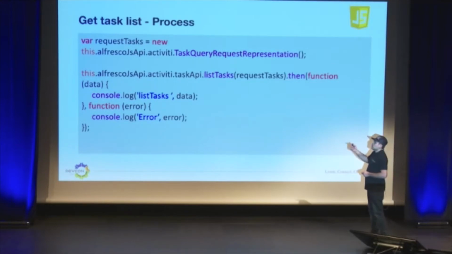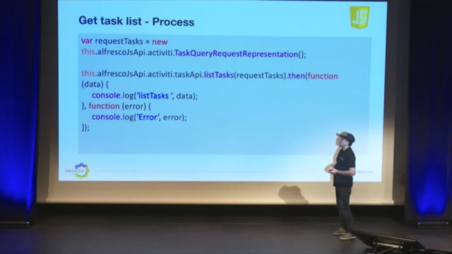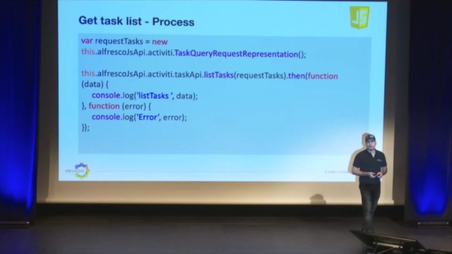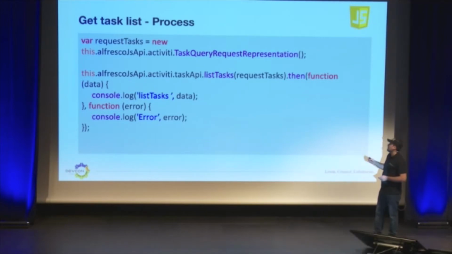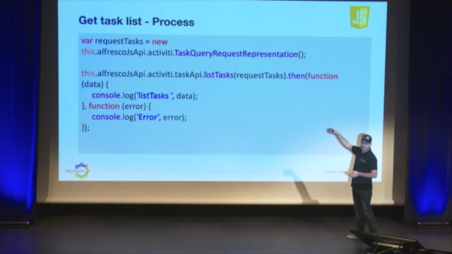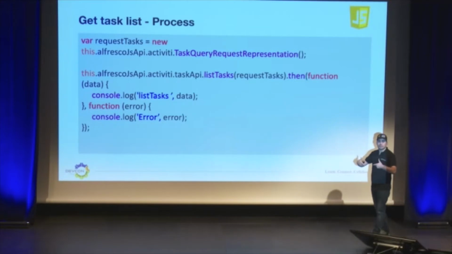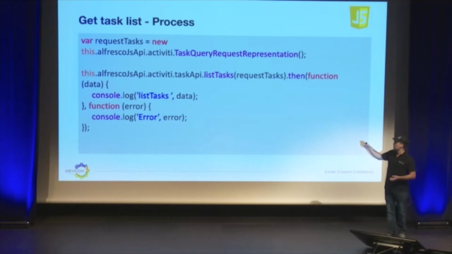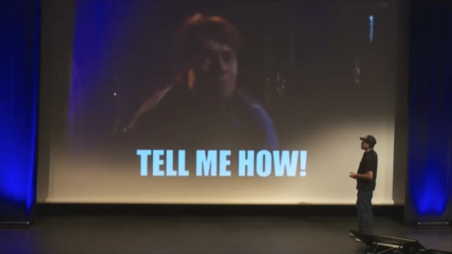In this other case, we are doing a call to the process service. And we are taking a list of all the tasks inside the process service. We pass an object, which is a query in this case, an object that contains a query to the process service, and it returns the list of all the tasks.